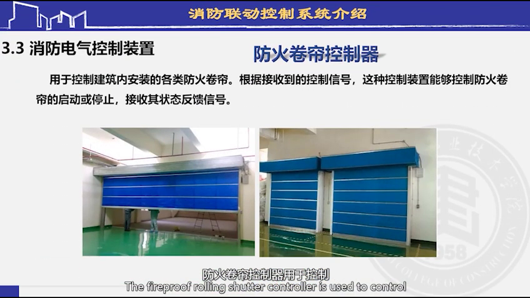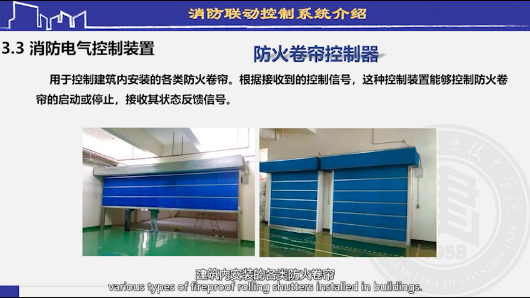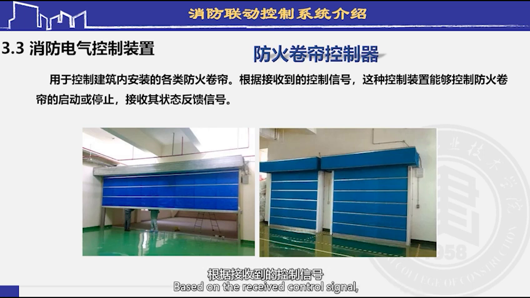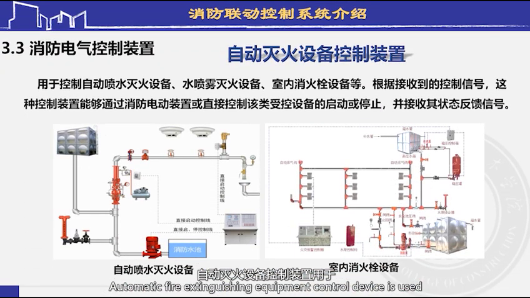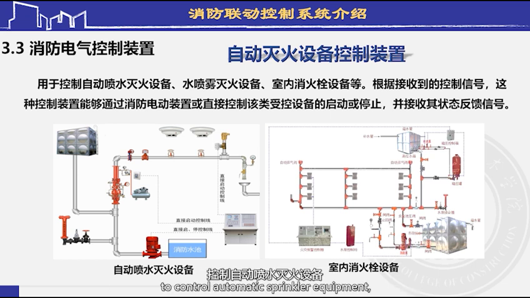The fireproof rolling shutter controller is used to control various types of fireproof rolling shutters installed in buildings based on the received control signal. This control device can control the start or stop of the fireproof rolling shutter and receive its status feedback signal. Automatic fire extinguishing equipment control device is used to control automatic sprinkler equipment, water spray fire extinguishing equipment, indoor fire hydrant equipment, etc.